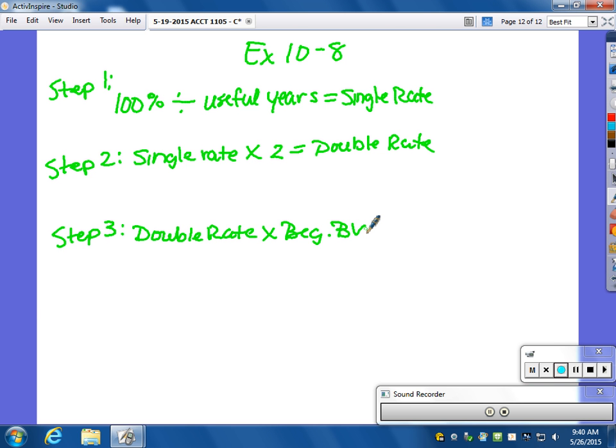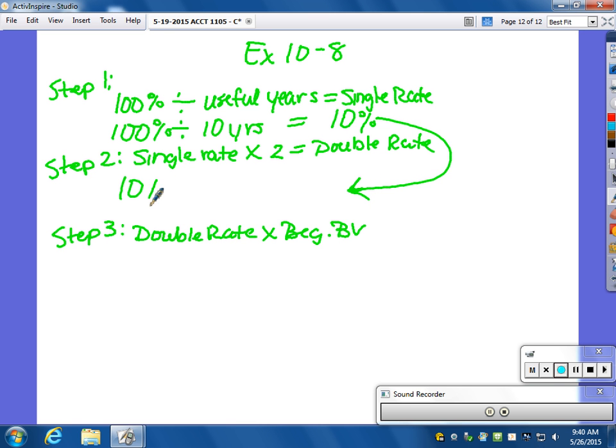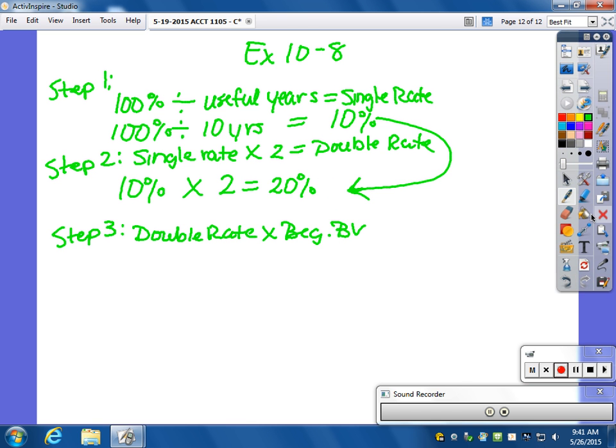All right, so looking at those same numbers, for step one, 100% divided by how many years? 10 years gives us what rate? 10%. And then we're going to take this 10% and then do what with it? Multiply by 2, which is going to give us 20%, which is our double rate.